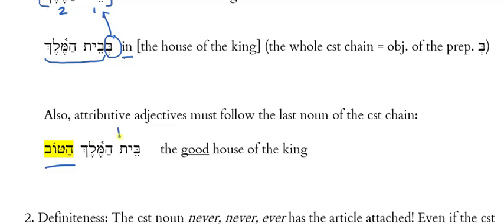I can't stick HaTov in between Beit and HaMelech, because thing 1 and thing 2 have a fixed order and I can't let other elements intervene. So I have to put it here after the construct chain is done. Beit HaMelech HaTov then is literally the house of the king, the good, which is to say the good house of the king. So there's my attributive adjective. In English, of course, it goes in front of house, but in Hebrew I have to wait until I've gotten past the bound members of the construct chain.